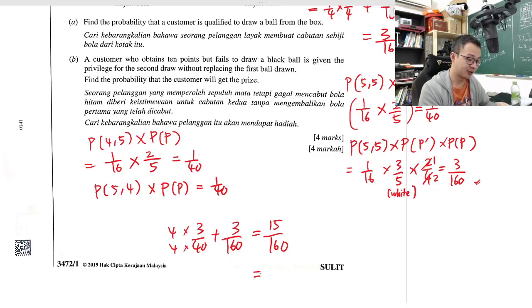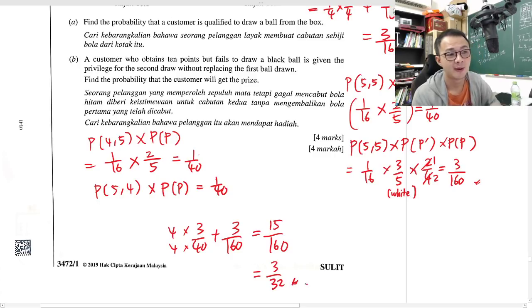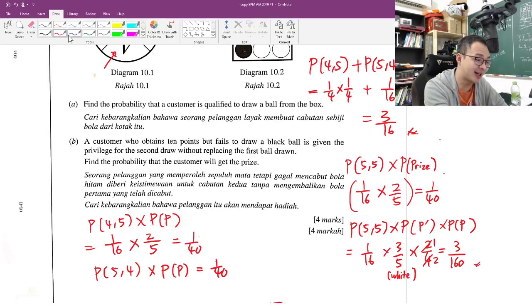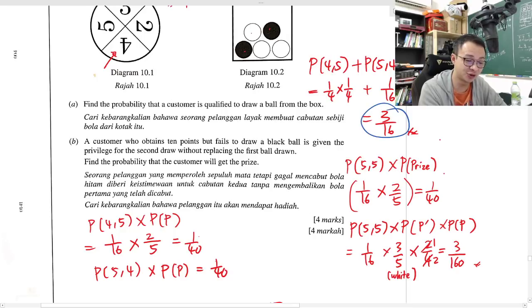15/160. So it's 3/32. Yeah, I hope this is correct. Okay, so actually I can straight away do using 3/... it's actually wasting too much time. Actually I can do some, because I know 3/16, right?